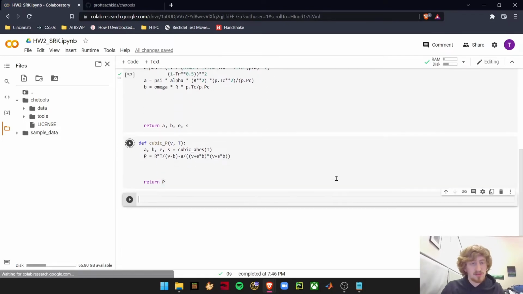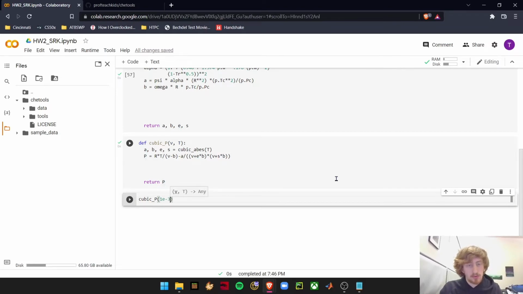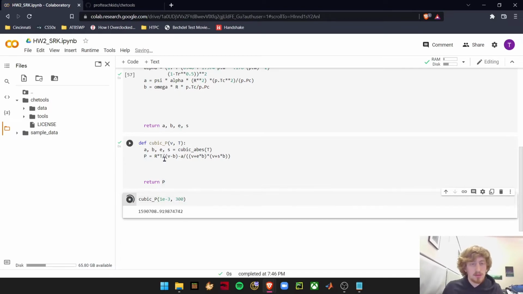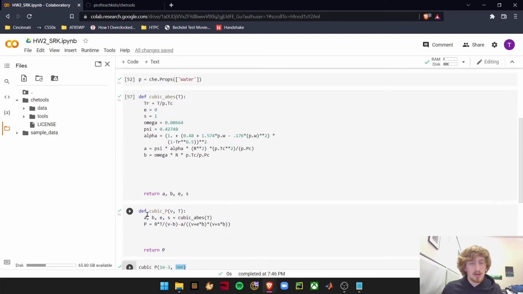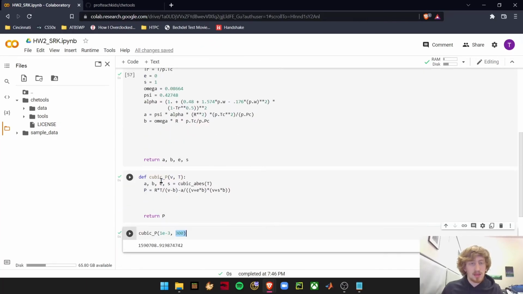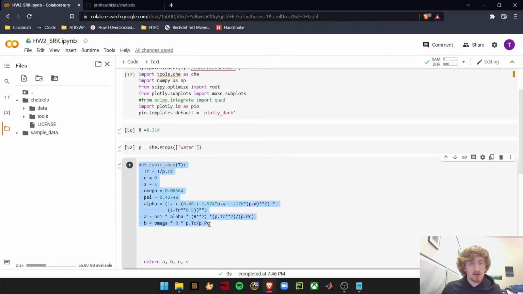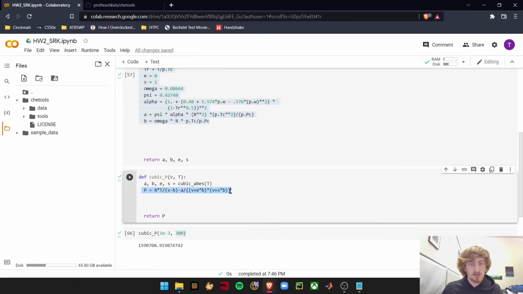Okay, and then if we want to test this out, we'll say a specific volume of 1e minus 3 cubic meters per mole, and then at a temperature of 300 Kelvin, not 3000. All right, so this is our pressure in pascals using this specific volume and this temperature. And it does that by, again, calculating the A, B, E, and S using the temperature that we give it using this function up here, and then just plugging those values into this formula.